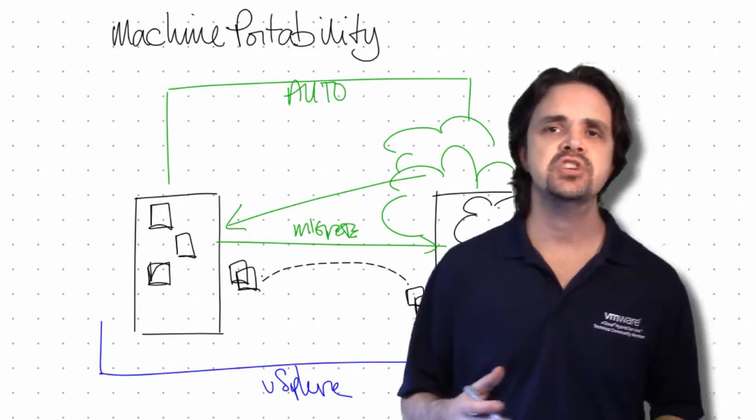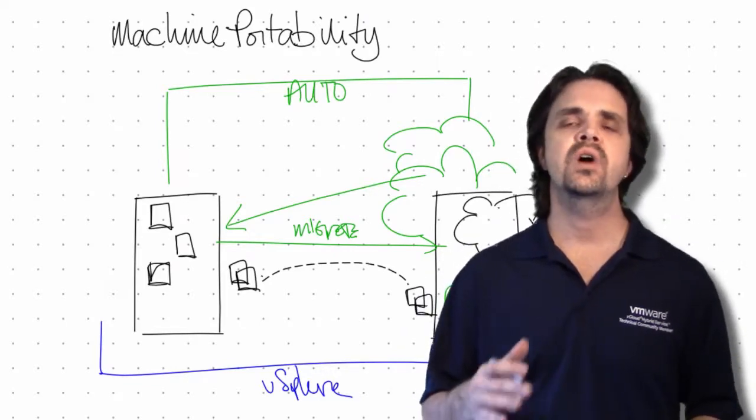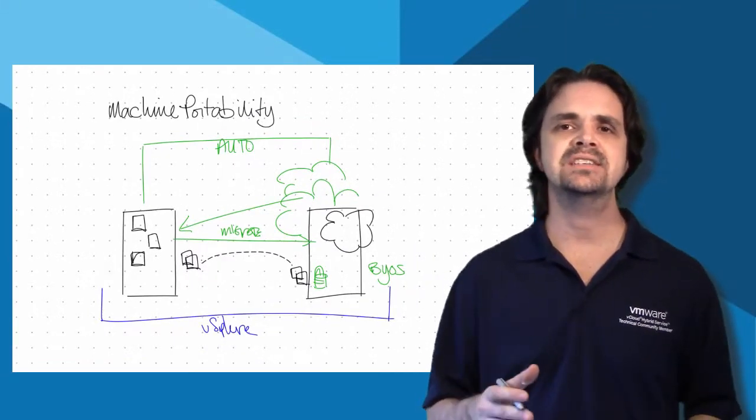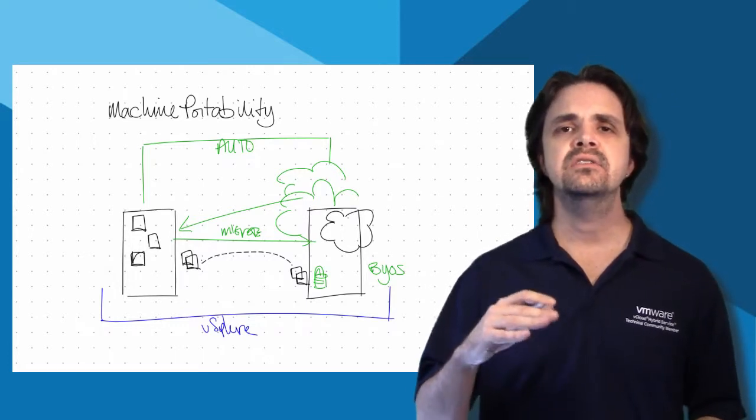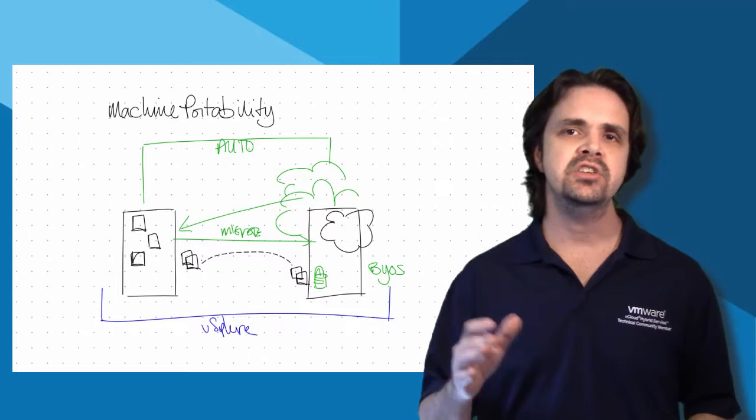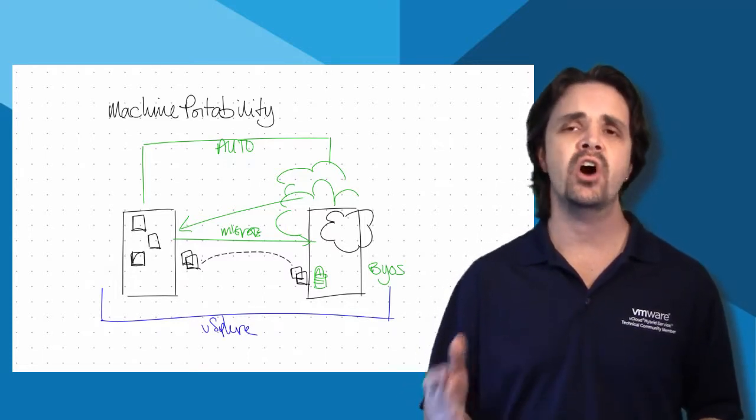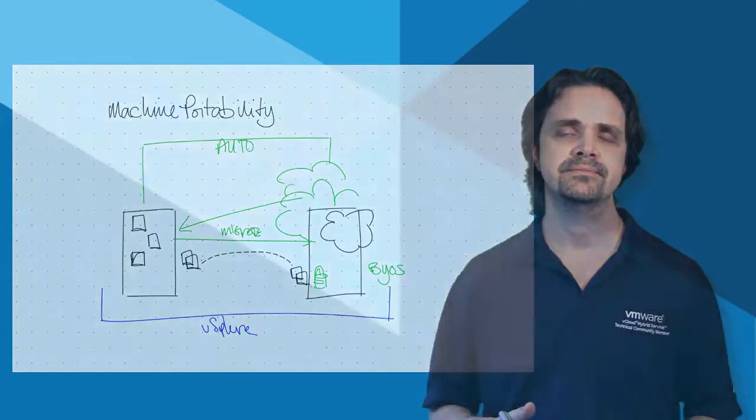The ideas of machine portability are foundational to understanding vCloud Air and to looking at it not just as another cloud resource, but as a fluid, flexible pool of resources that can be utilized in collaboration with the existing investments customers have already made inside of their infrastructure.